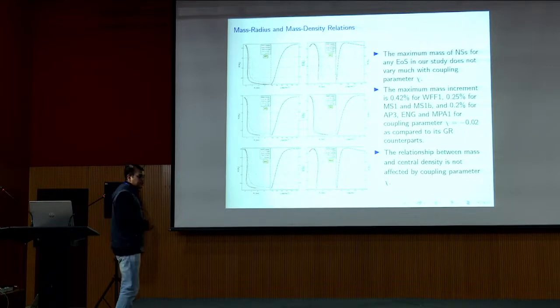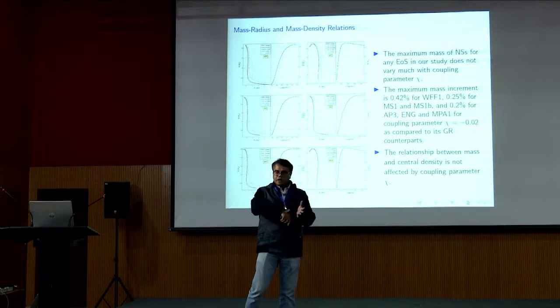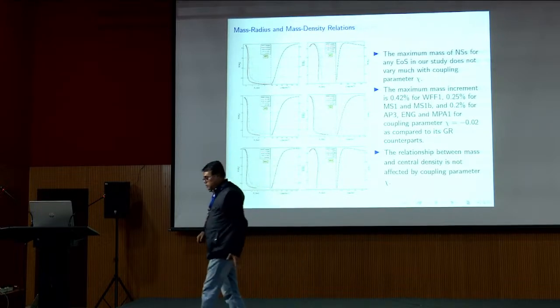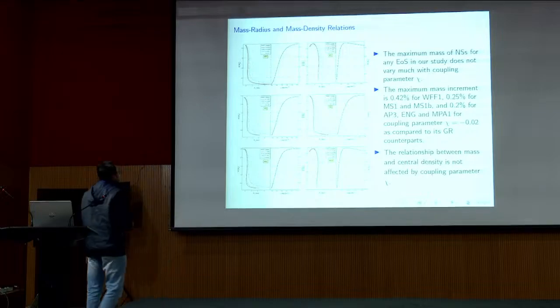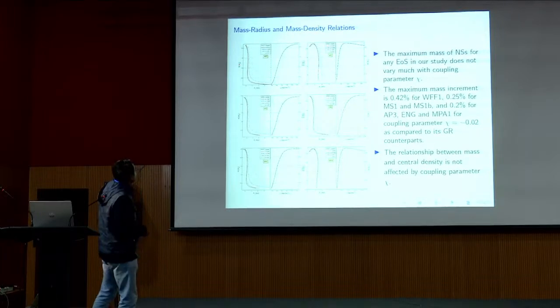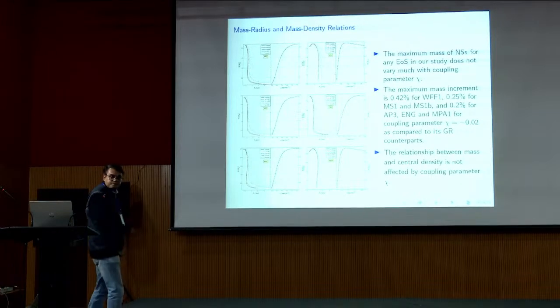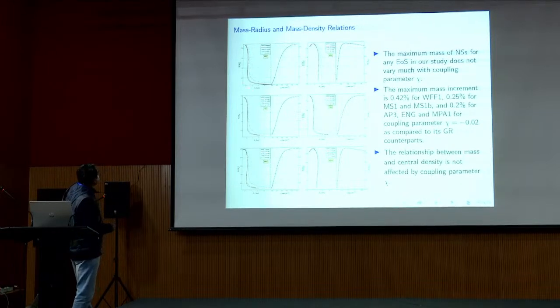Here we have taken the coupling parameter with different values. We know that if chi equals 0, then FRT gravity comes back to GR gravity. So in this case, this is the mass and this is the density. And these are for mass and the radius.